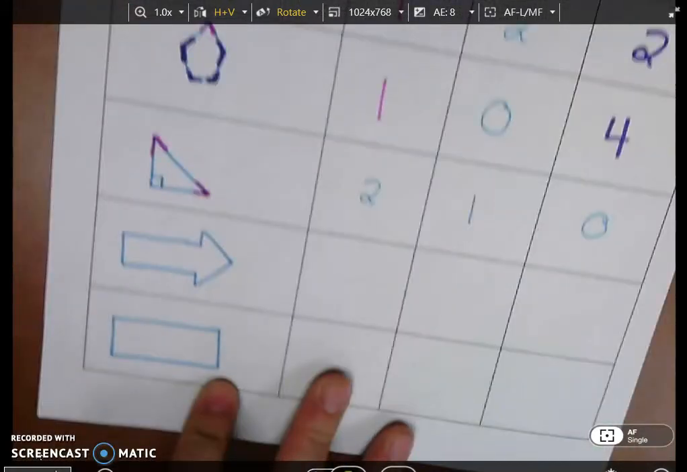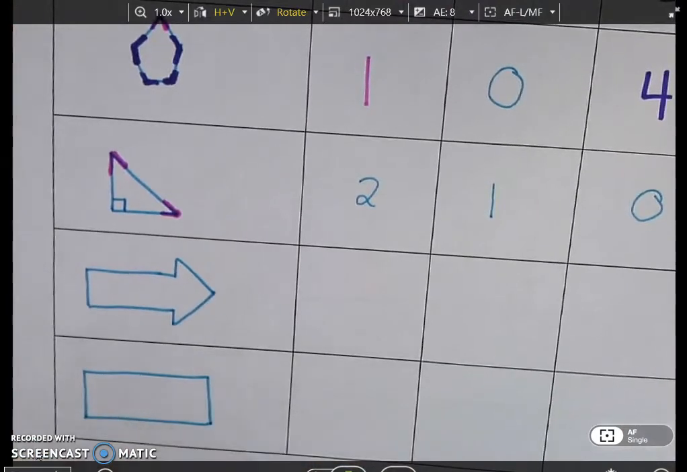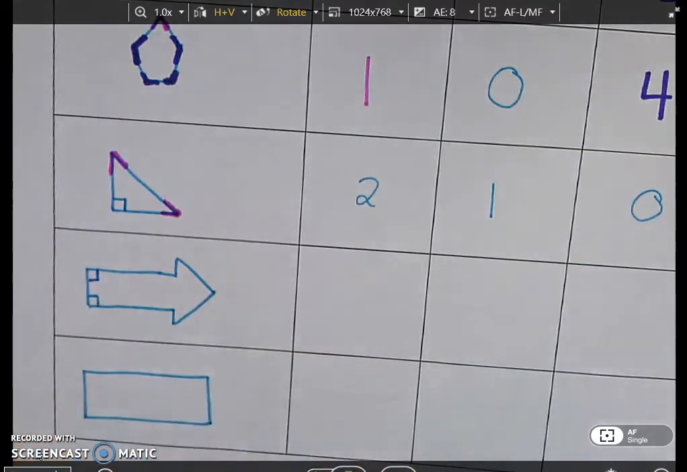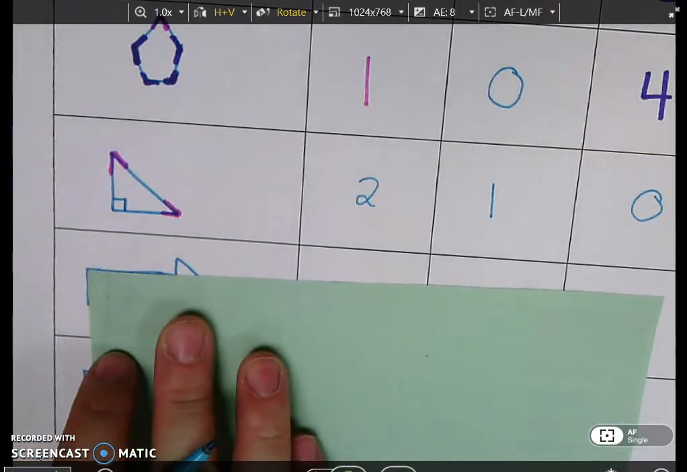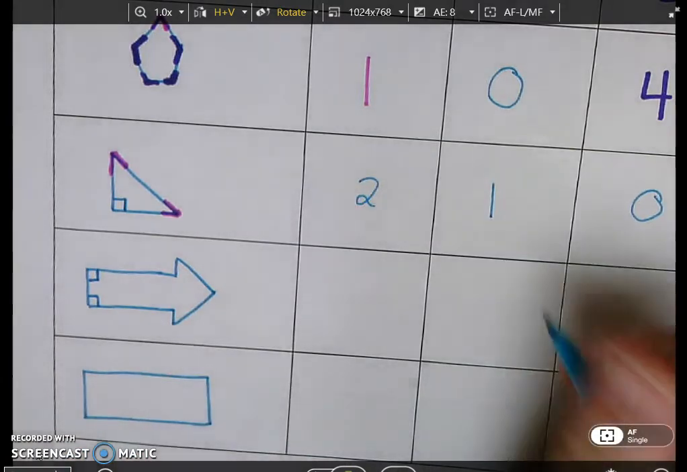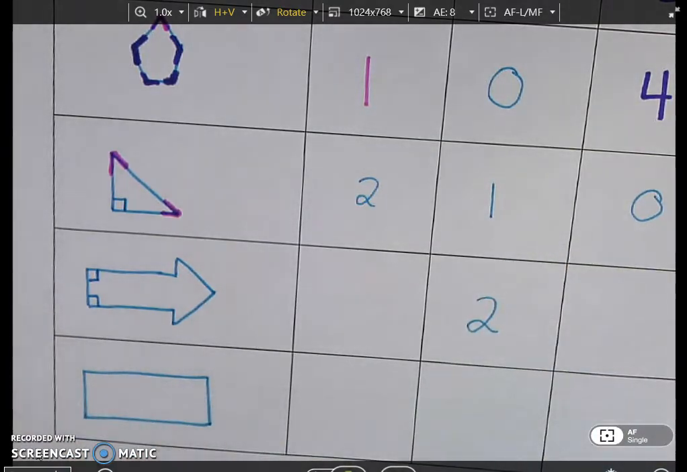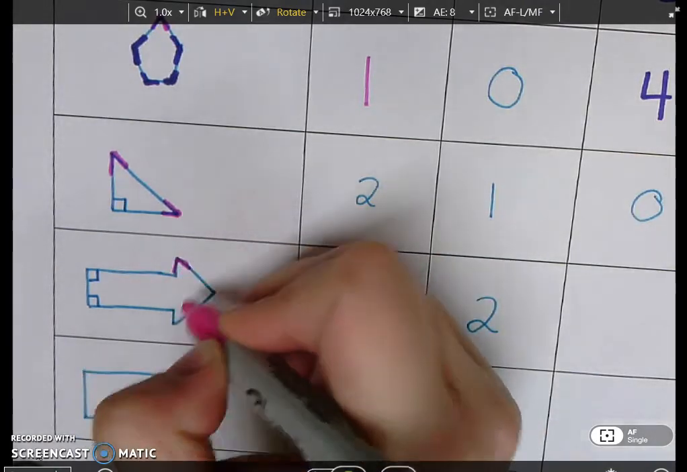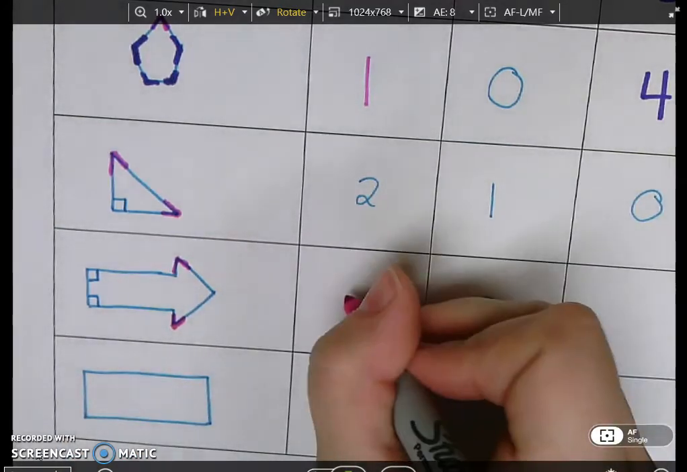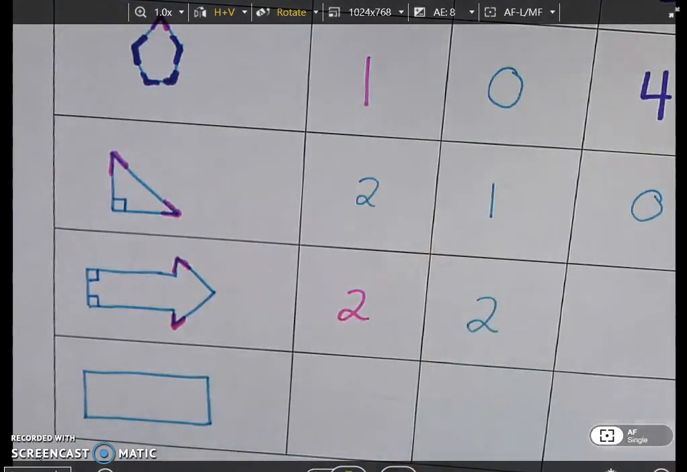So now let's look at this arrow here. I can notice right away that this is a right angle, this is a right angle. And I could check it with that piece of paper, and it lines up exactly to be that 90 degrees. I don't see any other right angles, so there's two right angles. And then I've got this angle right here, and this angle right here. Those are tiny, so those would be acute. I've got two of those.